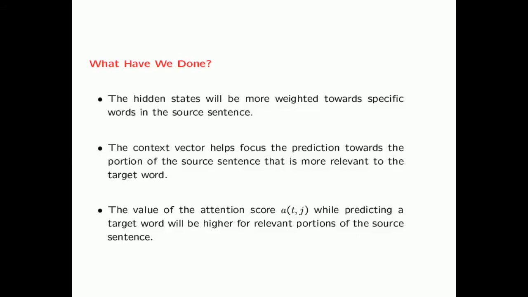So what have we really achieved by adding the attention layer? What we have achieved is that the hidden states will be more weighted towards specific words in a source sentence while we are outputting specific target words. And the context vector helps to focus the prediction towards the portion of the source sentence that is more relevant to the target word. The value of the attention score ATJ while predicting a target word will be higher for relevant portions of the source sentence.